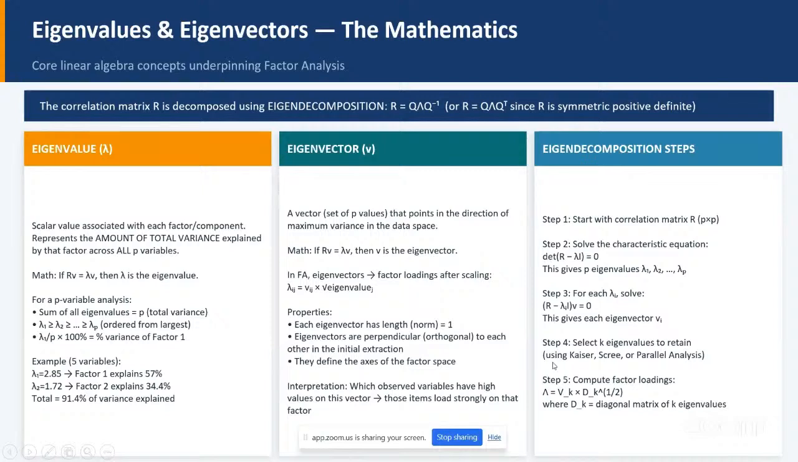And how will we deal with the eigenvalues? We will use the Kaiser rule, scree plot, or parallel analysis. I will be explaining those also. Then we have to compute the factor loadings. If you use software like R or Jamovi, Farah ma'am will be explaining all those things using Jamovi. You just have to use some code; you don't have to bother about this background. I am just explaining this so you have a clear understanding of what's going on behind the scenes.